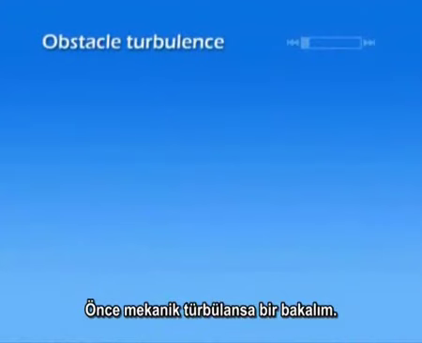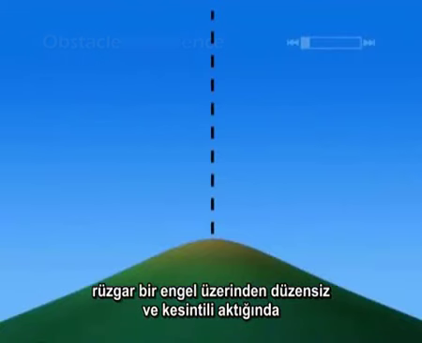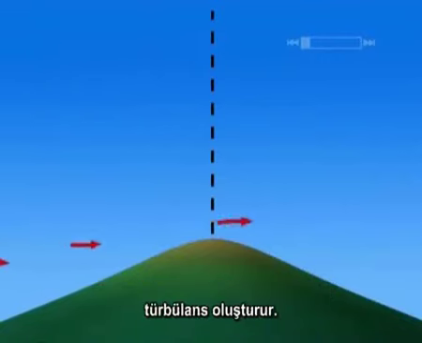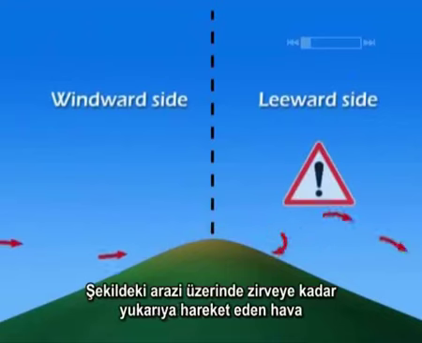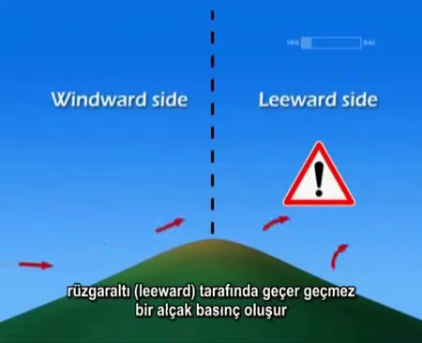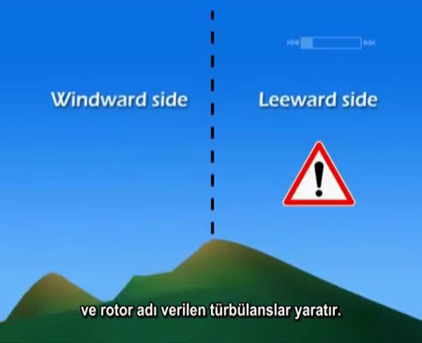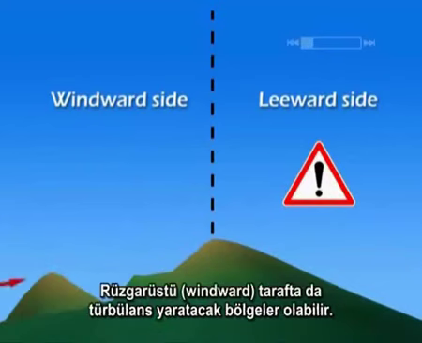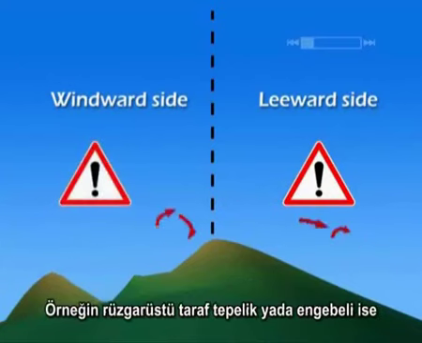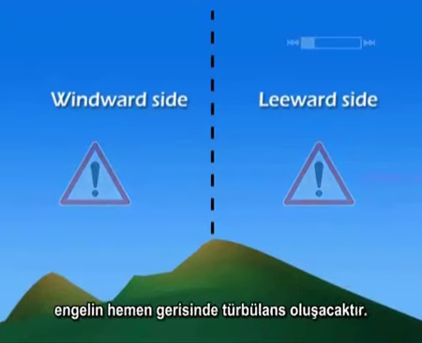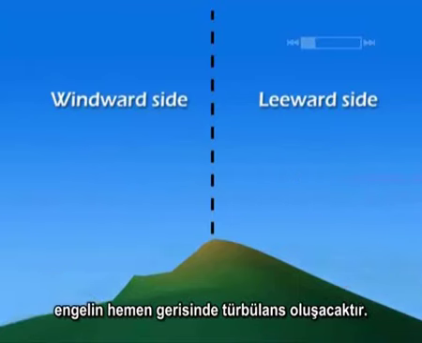When the wind blows over an obstacle unevenly and discontinuously, turbulence forms. Air constantly flows up to the top of the windward side of this landform, but as soon as the air passes over to the leeward side, a depression forms, generating turbulences called rollers and rotors. There may also be areas of the windward side where turbulence occurs. For instance, if the windward side is hilly or irregular, turbulence will form in the immediate vicinity of the obstacle.